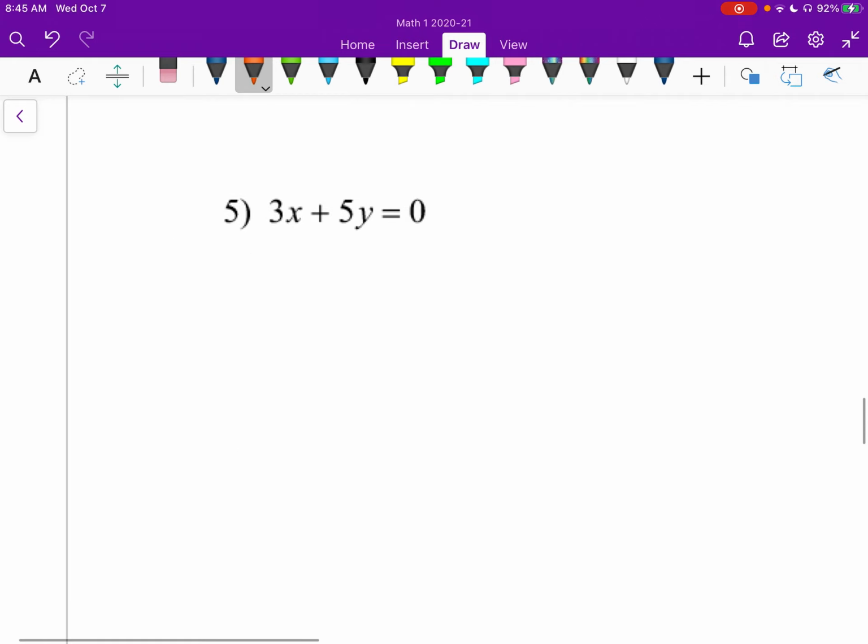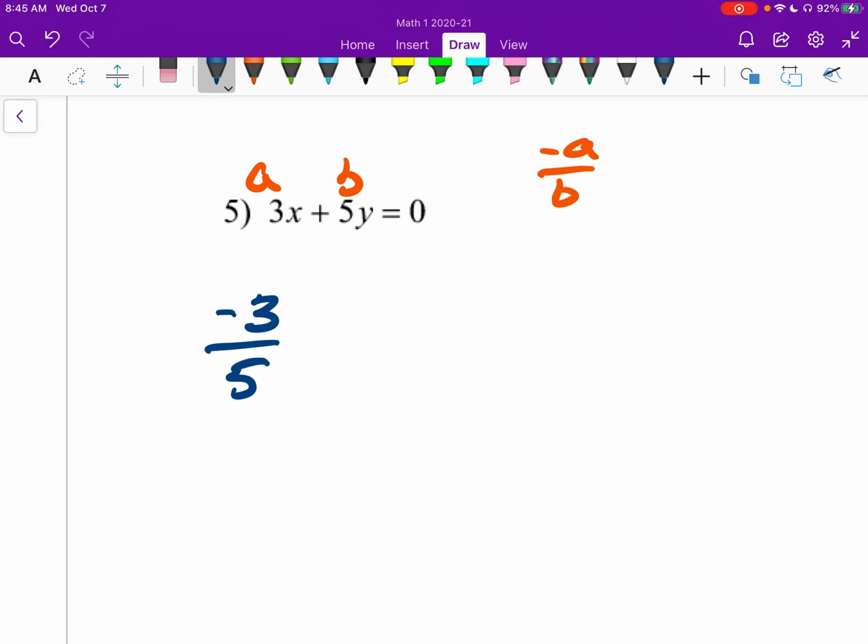All right, second page. Number 5 looks like it's in general form, so we have a here and b there. Remember that we want negative a over b, so we're going to have negative 3 over 5.